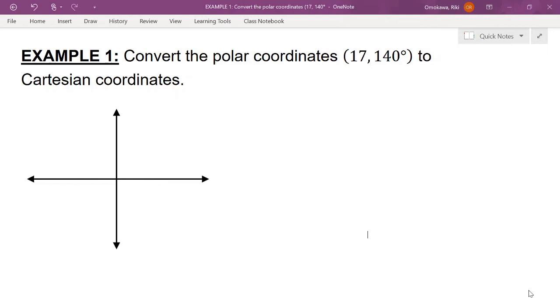Okay, so first up we have: convert the polar coordinates (17, 140 degrees) to Cartesian coordinates. So remember, the answer is yet another set of coordinates, right? But for the same point in 2D space. And you know, going this way is easy because again, like we were just saying, x equals r times cosine of theta. Well, what's r? 17. Cosine of what's theta? 140 degrees. And then you plug this in your calculator.